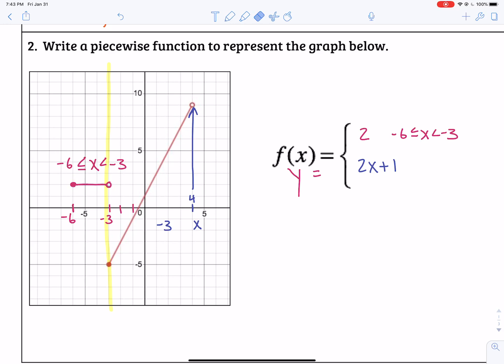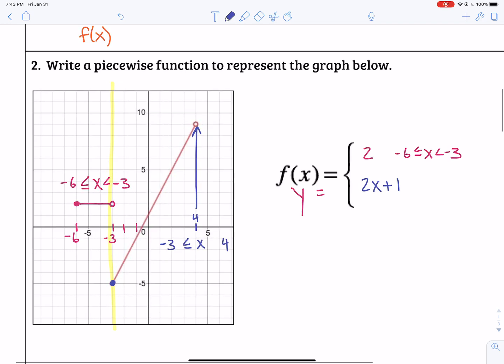Let me make that look a little better. So x is greater than negative 3 and it's equal to, since that dot was solid, and it's just less than 4, since that dot at the 4 over here was open. And again, I'm just going to put that over there with my function.